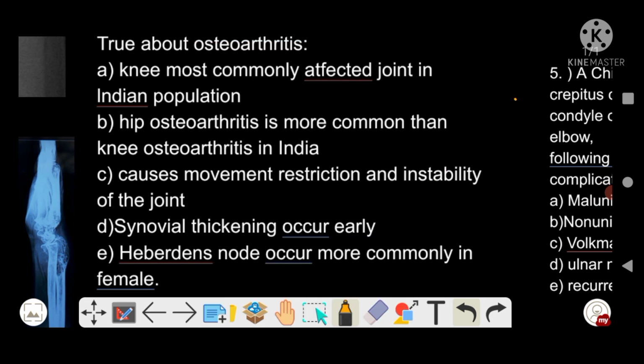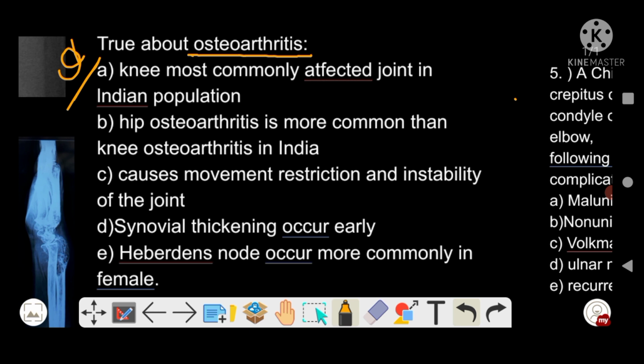In this slide we will be discussing this question. This question is to find out the true statement about osteoarthritis. First statement is that knee is the most commonly affected joint in Indian population. Second one says hip osteoarthritis is more common than knee osteoarthritis in India. Third one says osteoarthritis causes movement restriction and instability of the joint. Fourth one says synovial thickening occurs early, and fifth one says Heberden's node occurs more commonly in females.